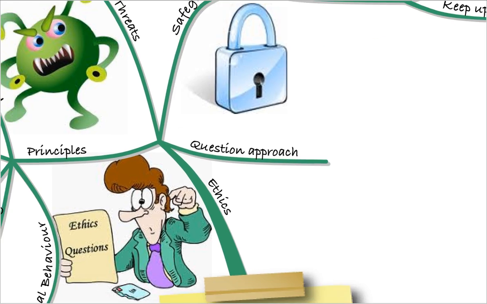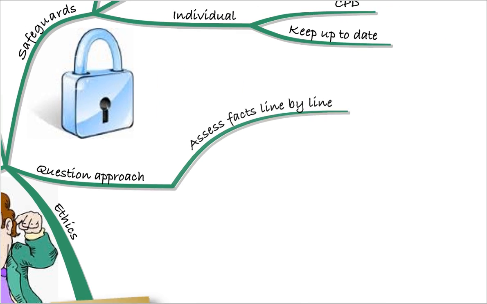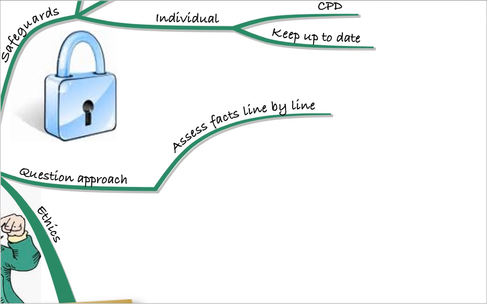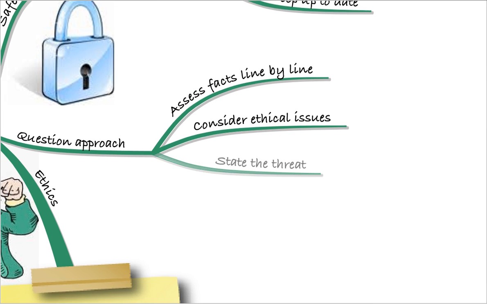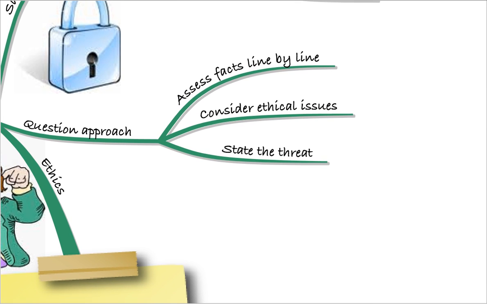So the question approach to this, number 1 is assess the scenario line by line. Make sure that you don't miss anything out. There'll be lots of information there, so make sure that you pick up all of the marks. Consider the ethical issues. So which principle is perhaps being breached here? Then state the threat. You need to learn the ethical threats and you need to state which of those threats there is in the scenario. And there'll often be more than one.